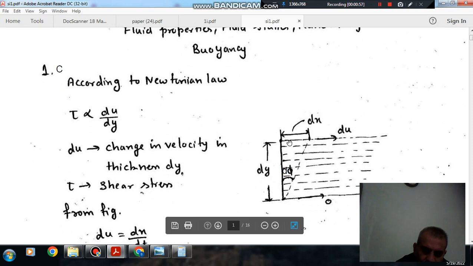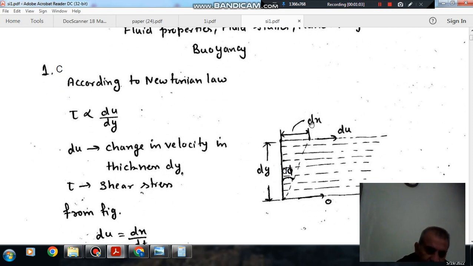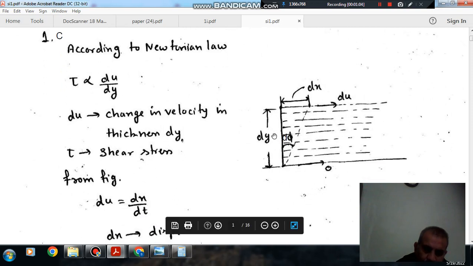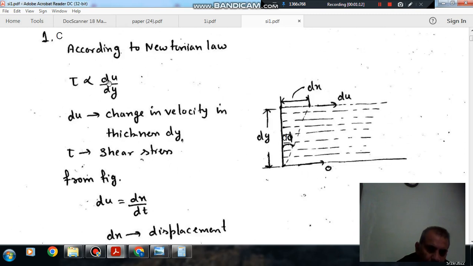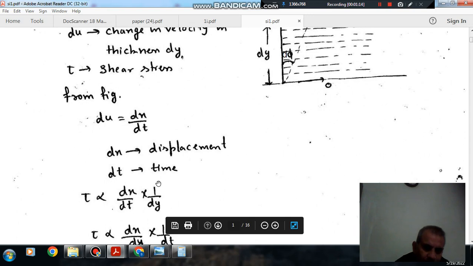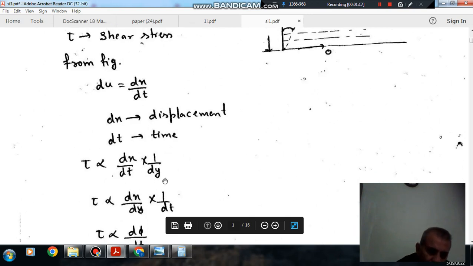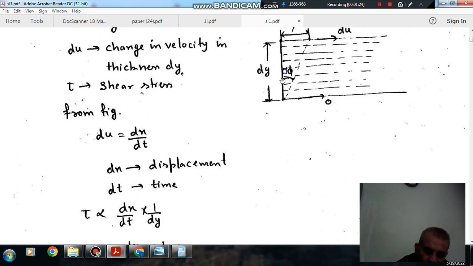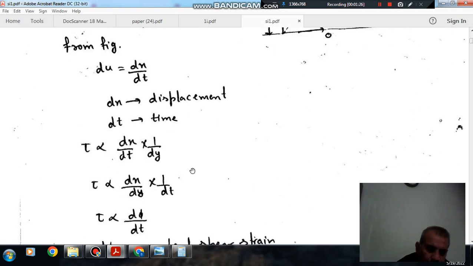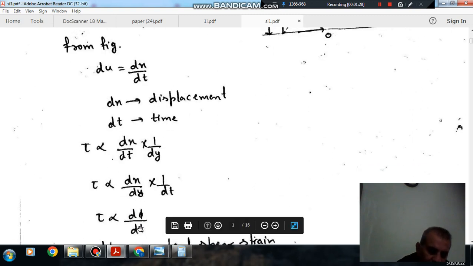Suppose in time dt, this layer moves by a distance dx, then du will be dx by dt, because du is its velocity. Now we can put here the value of du, that is dx by dt. So dx by dy: this dx can be treated as an arc and this dy as the radius, so this will be d phi. They are small quantities, so dx by dy can be written as d phi divided by dt.